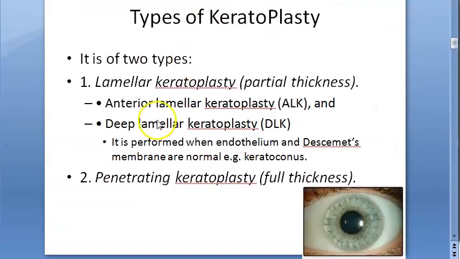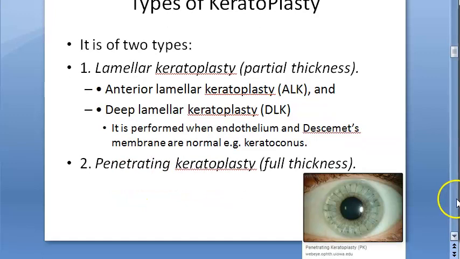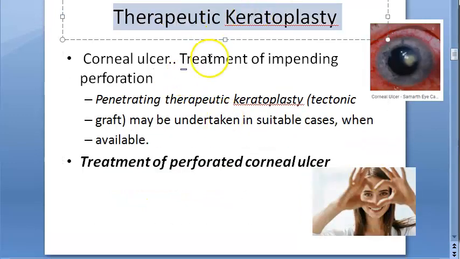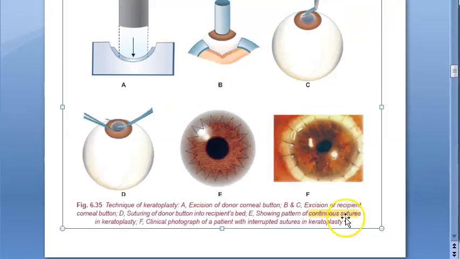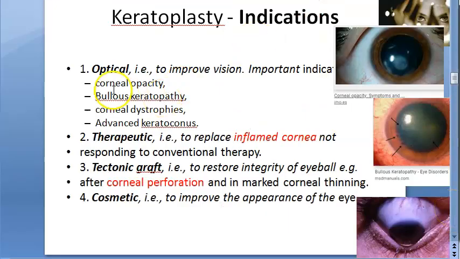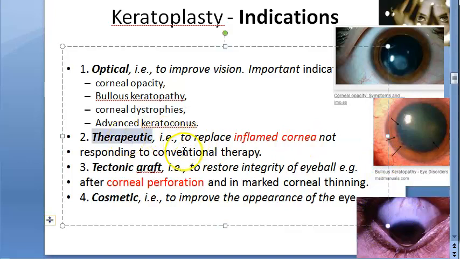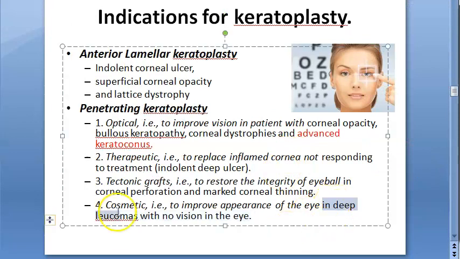Types of keratoplasty, we looked at again the same thing, lamellar, penetrating. There is something called therapeutic keratoplasty to treat corneal ulcer when there is impending perforation. Surgical technique, indications, optical indications: corneal opacity, bullous keratopathy, corneal dystrophies, advanced keratoconus; therapeutic in inflamed cornea not responding to conventional therapy; tectonic graft for corneal perforation; cosmetic to improve the appearance of the eye, especially in deep leucomas when there is no vision in the eye. Important, right?